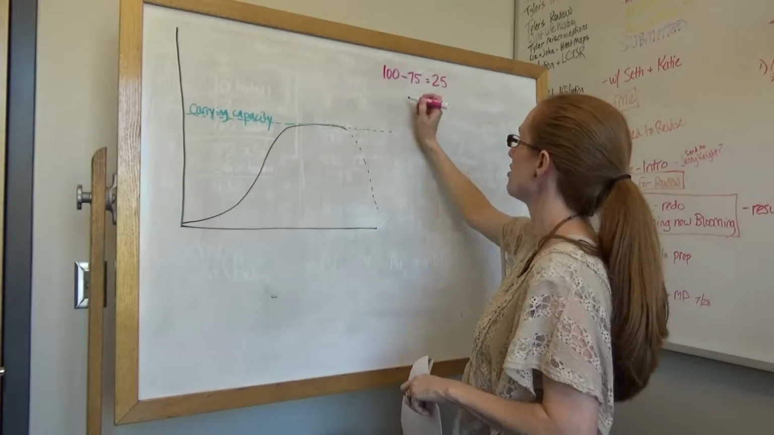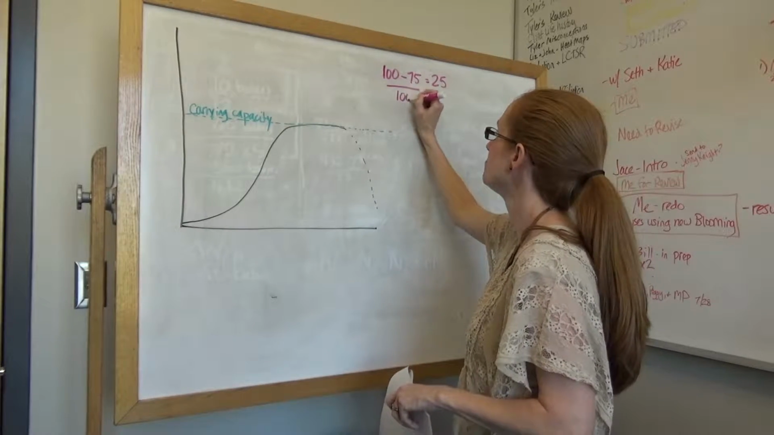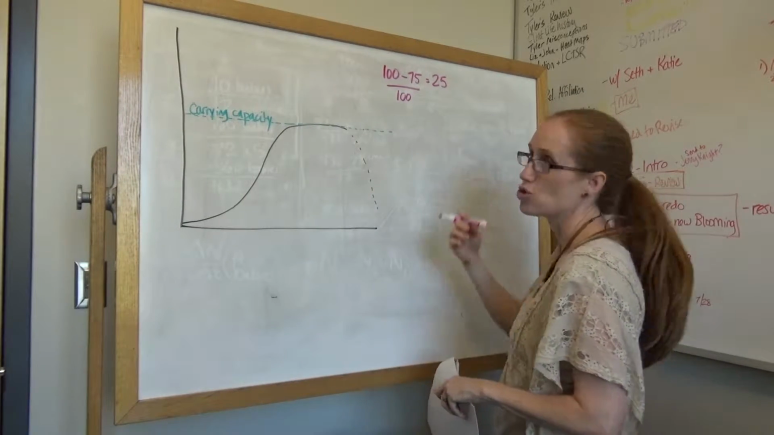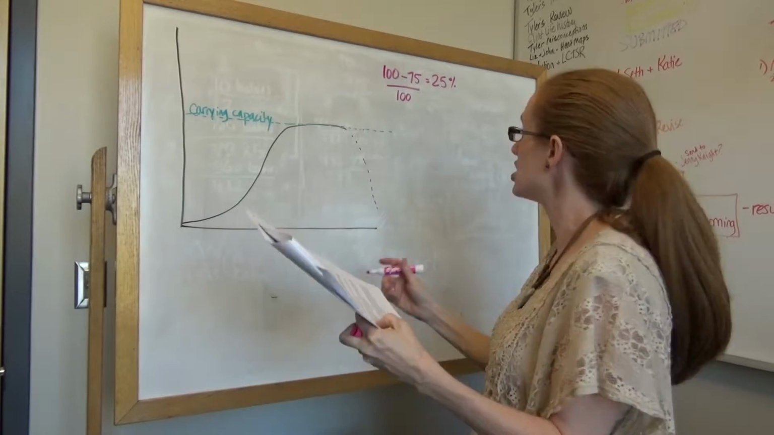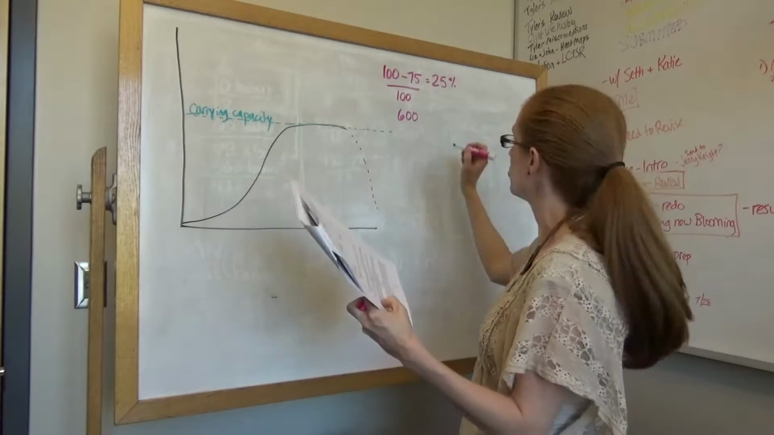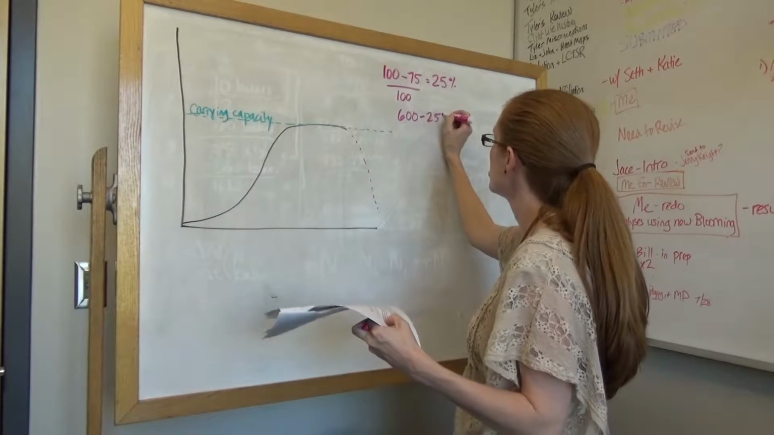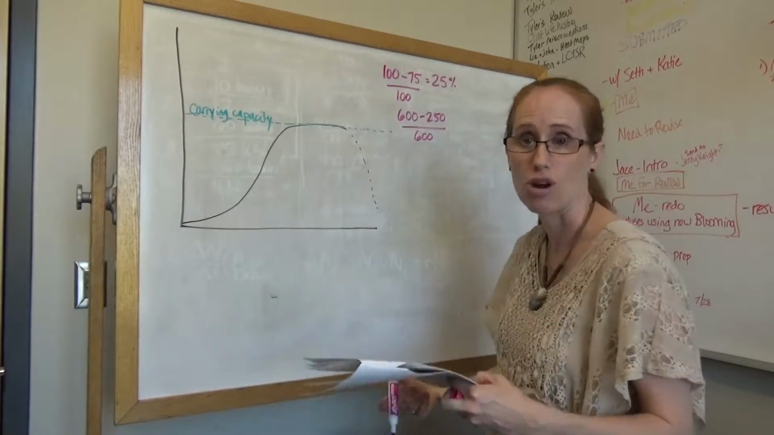So how did you figure out 25%? Well, you divided this by the carrying capacity, right? And that gave you 25%. So that's the first one. And then it says, what if we have a population where the carrying capacity is 600 and we are at 250? So if you wanted to figure that one out, you would simply do that and figure out how much room to grow it has.